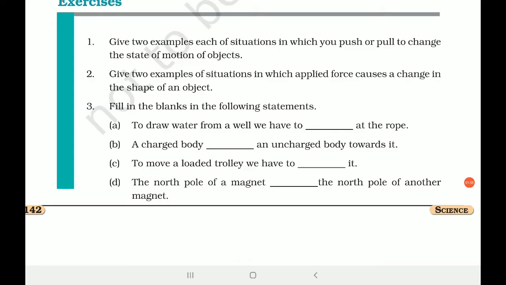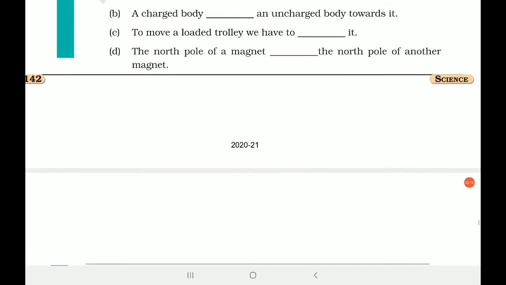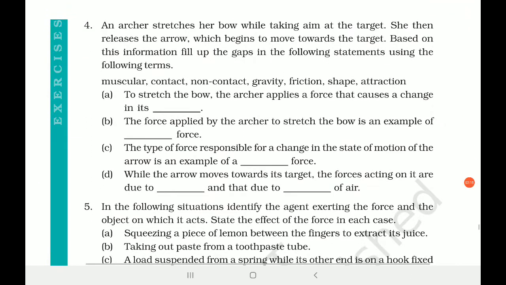Simple. North pole of a magnet dash north pole of another magnet. It repels, because same poles repel and opposite poles attract. So north and south are opposite poles, they attract, and north and north are the same poles, they repel. Repel in the sense that they move away from each other.